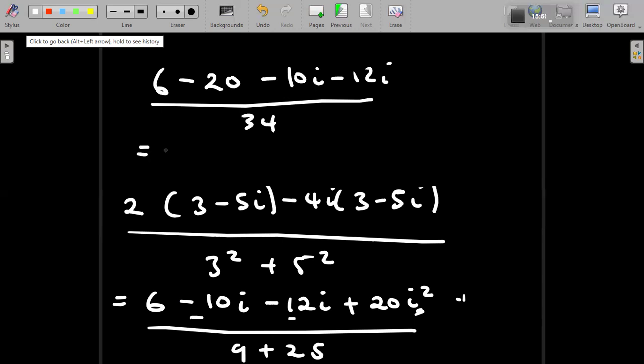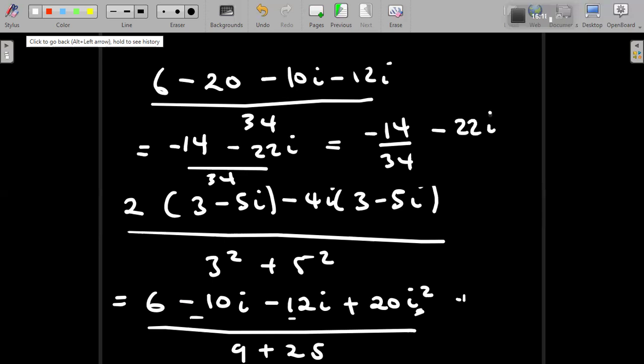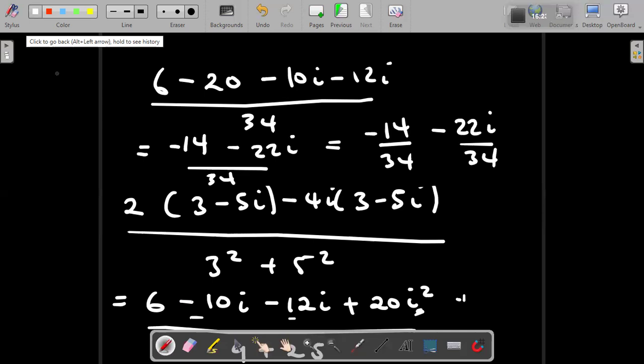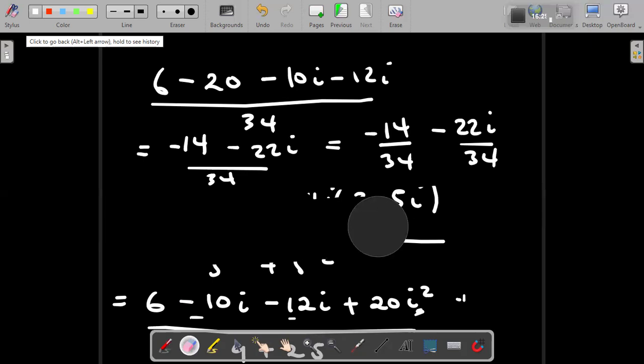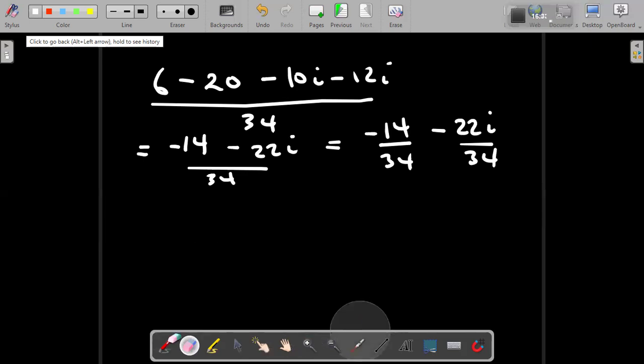Then on top, I can subtract that. 6 minus 20, I get negative 14. Then adding negative 10i and negative 12i, I get negative 22i, divided by 34. From here, we just have to simplify. So how do we simplify?